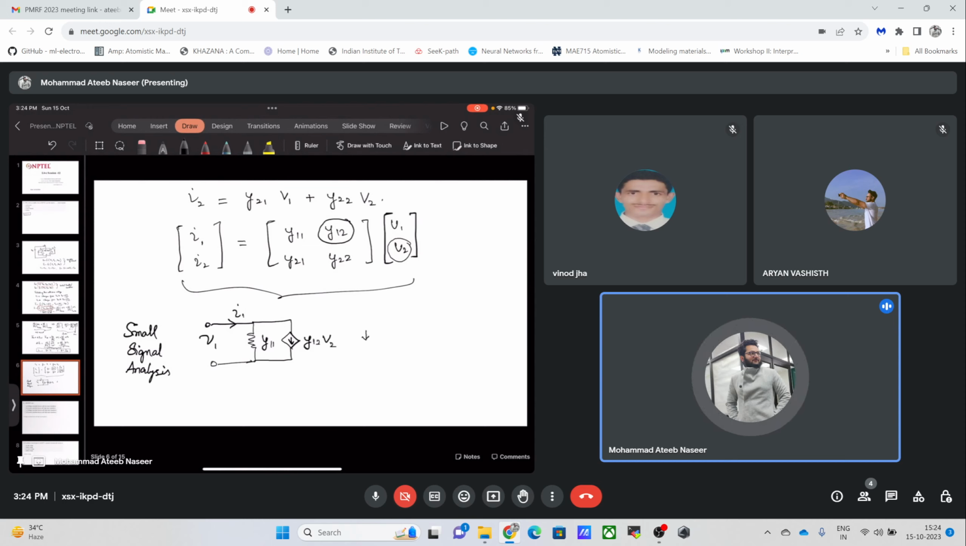Similarly, this I2 is similarly y21, and it depends on the small perturbation at the input. And Y22 is similarly the resistance which we will be having, and it will be associated with this current I2, and this will be the V2. This is a two port network representation.